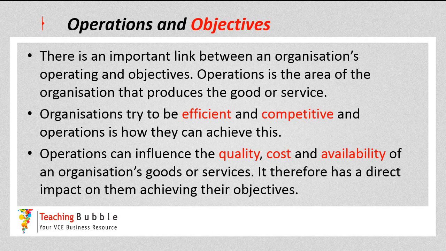and as a result it has a direct impact on them achieving objectives, because if we have poor quality, our costs are out, whether it be too high or too low, and we don't have our product available, then that's going to make it very difficult for an organisation to achieve their objectives.